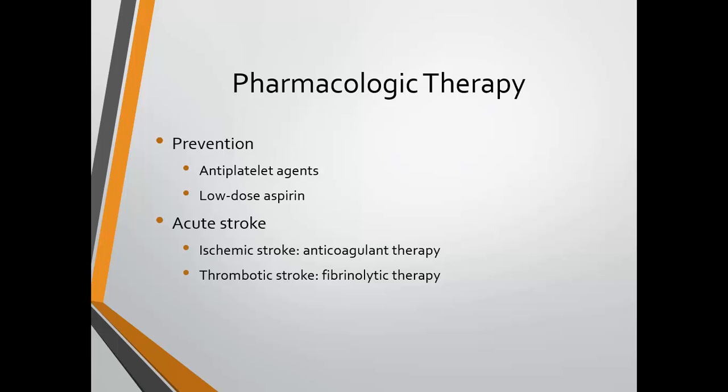So TPA is an example, and it's also known as a clot buster. It is given IV within 3 hours of the onset of the symptoms of a stroke, after a CT has been done to confirm that there is not a hemorrhagic stroke. Sometimes it is used in conjunction with anticoagulant therapy as well.